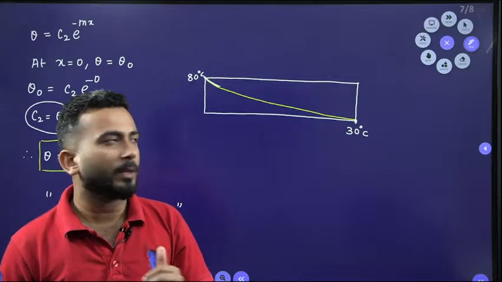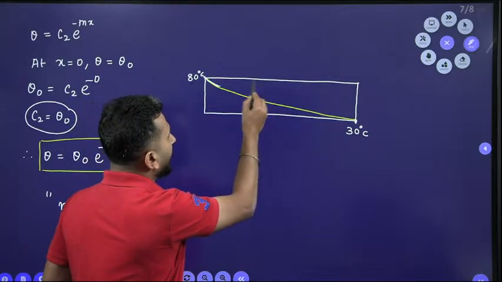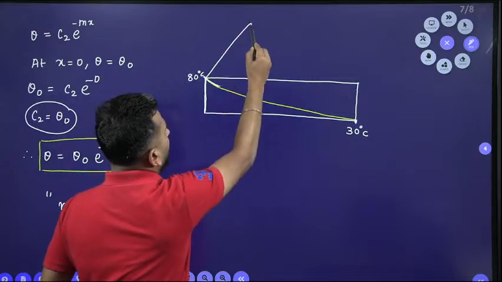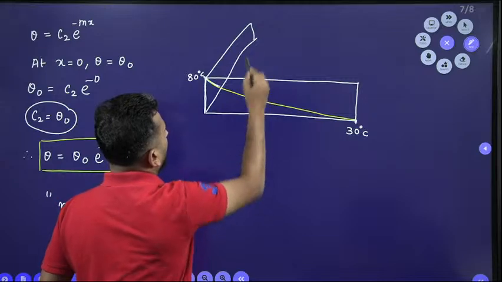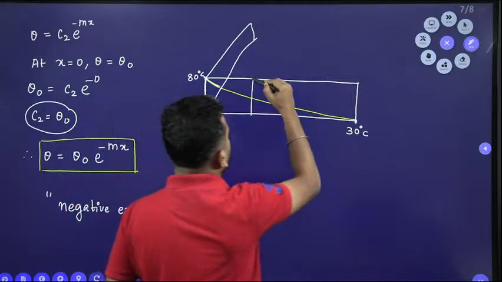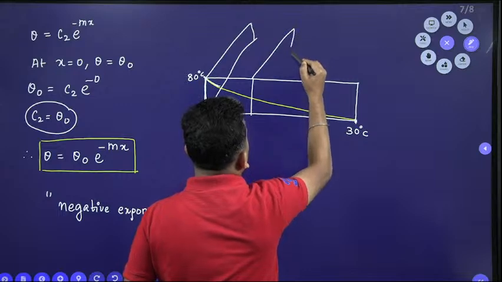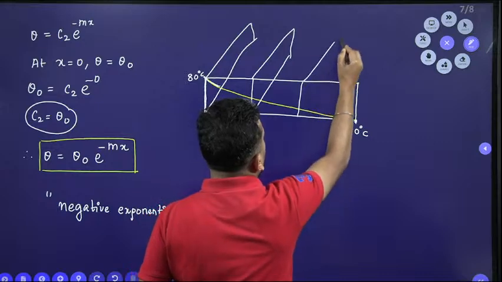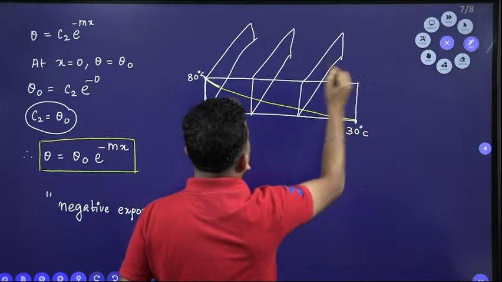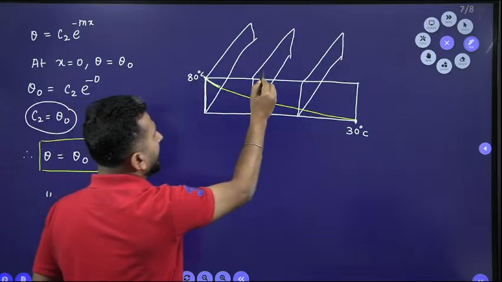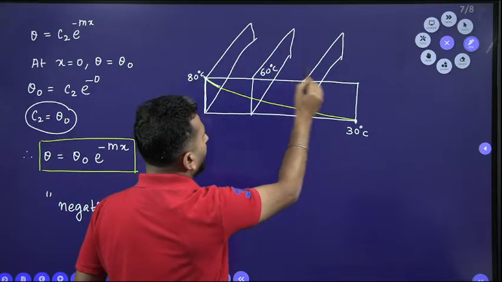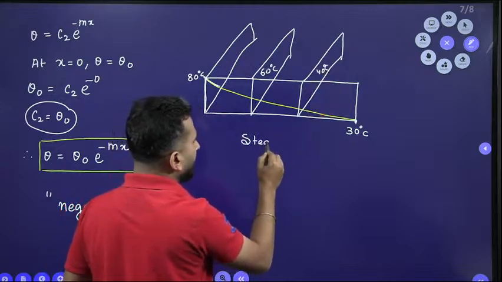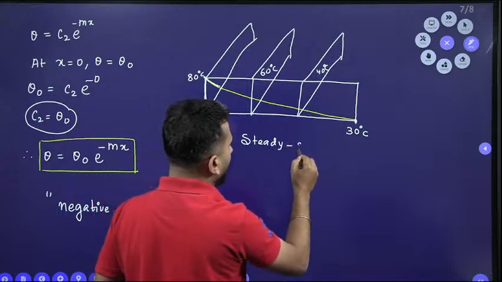I repeat again. For example, if I say that this phase is having a temperature, obviously phase means this is the phase that I am talking about. Similarly, this will be the phase. This will be the phase here. Similarly, this will be the phase. I told you I am only showing the cross sectional. So if the phase is 80 degrees centigrade, if this is 60 degrees centigrade, if this is 40 degrees centigrade, and I am saying that it is a steady state condition that we are discussing.